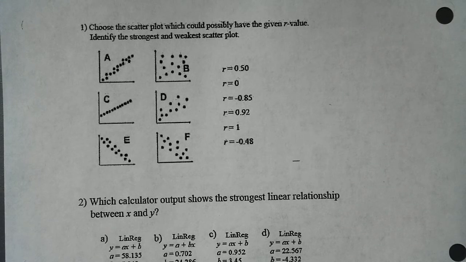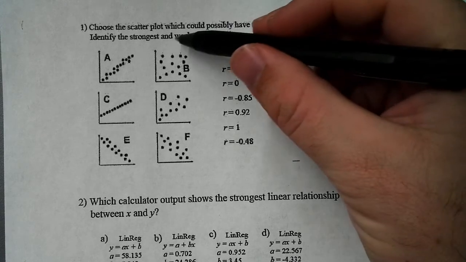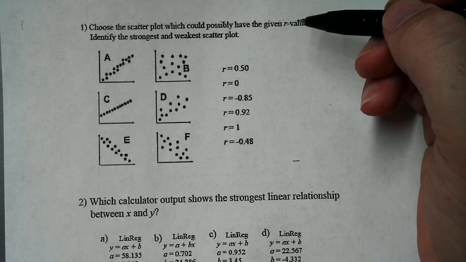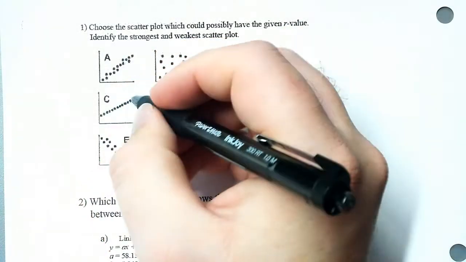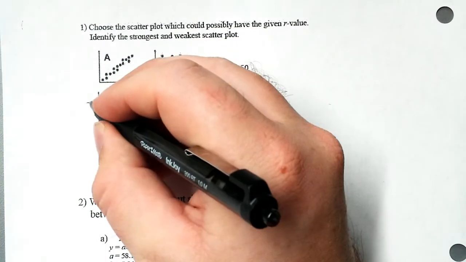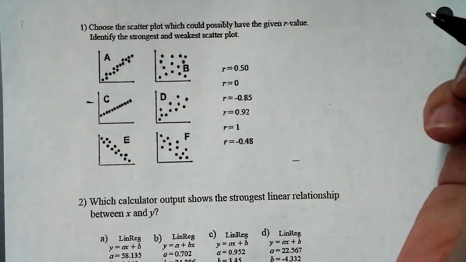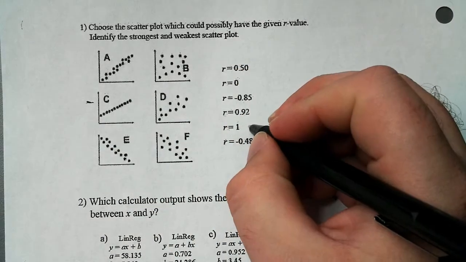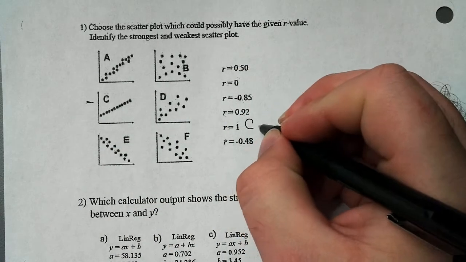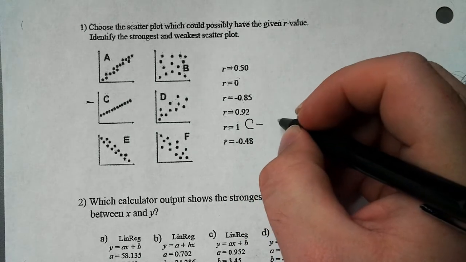Now what we're going to do is look at some graphs and try to match them up with ones that make sense. So first it says identify the strongest and weakest scatter plot. Well, obviously C makes a straight line. This is going to be our strongest, and it is a positive correlation, so that's obviously going to be at 1. So C's got to be that one.